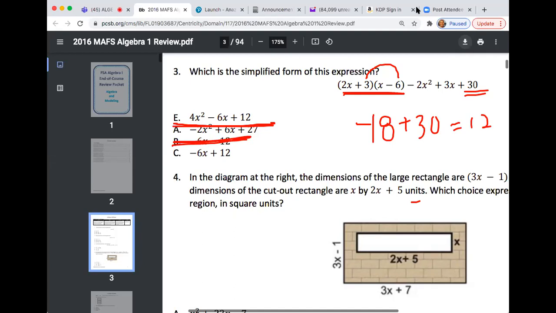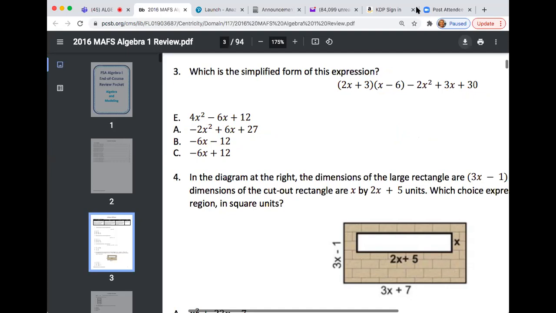Okay, guys, so now the next question is, what is the difference between E and C? E has a 4x squared, C doesn't. So let's see what happens. Let me go ahead and erase some of this. We eliminated this choice, eliminate this choice right here. So that leaves us with E or C.